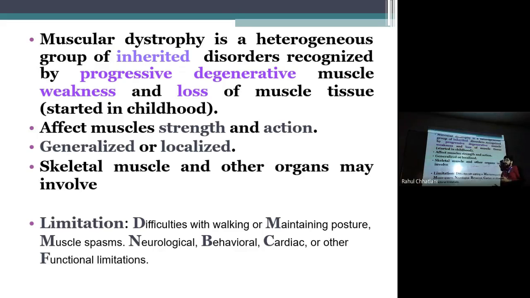Behavioral, because of continuous neurological symptoms, because of continuous such weaknesses, the patient is not able to do things, and the parents are still forcing them to. Ultimately, behavior changes with time. Also, cardiac: we talked about smooth muscles and cardiac muscles. Their function also changes because they are also muscle. They also need the dystrophin protein for better formation and maintenance of the ground substance. And functional limitations: ultimately, patients have functions, ADLs, which should be achieved within a specific time. So, these are the main few signs and symptoms: limitation, that is difficulty with walking, maintaining posture, muscle spasm, neurological, behavior, cardiac and other functional limitations. All of these things you will easily be able to identify in DMD, BMD and other limb girdle dystrophies.